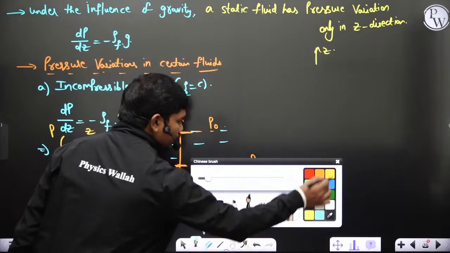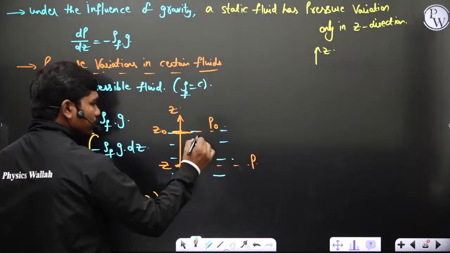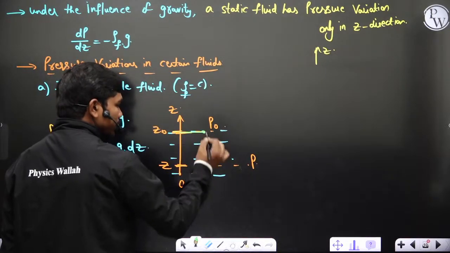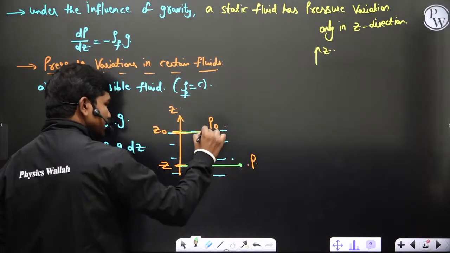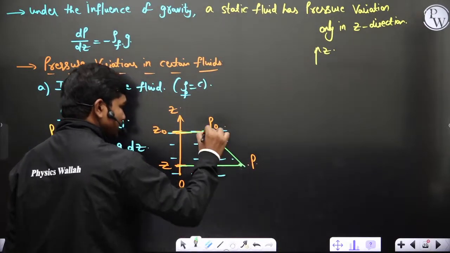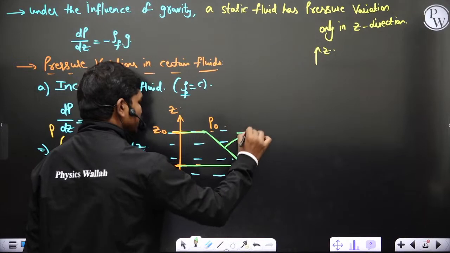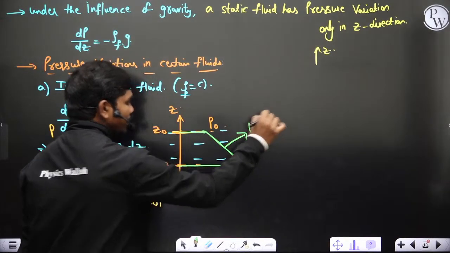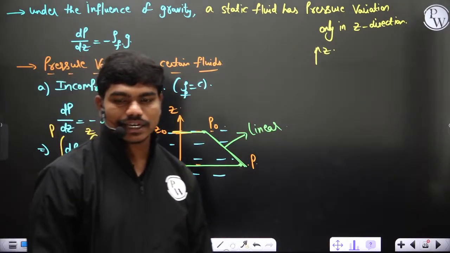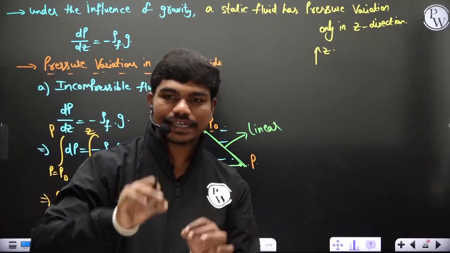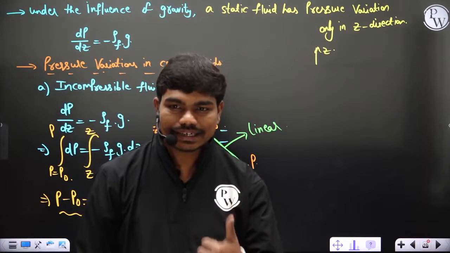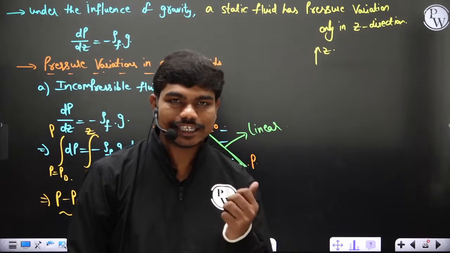So in case of constant density or incompressible fluids, let us suppose this is P0 and this is P. Clearly, as you go down, pressure increases. So the variation which connects these two is a linear variation. That's why, when we solve questions of hydrostatics, in case of hydrostatic forces on plane surfaces, we draw a linear variation of pressure, because we practically treat liquids as incompressible, since density is constant.